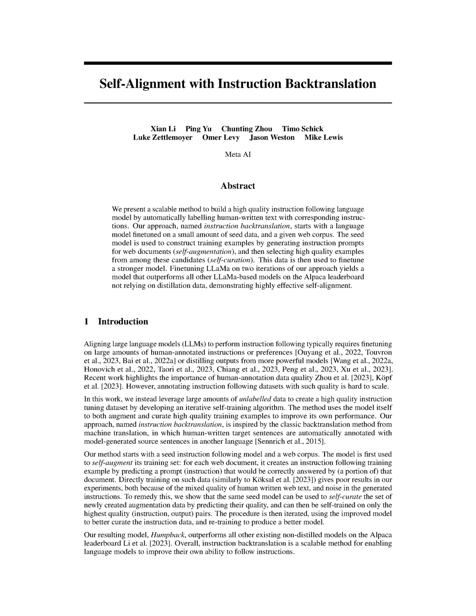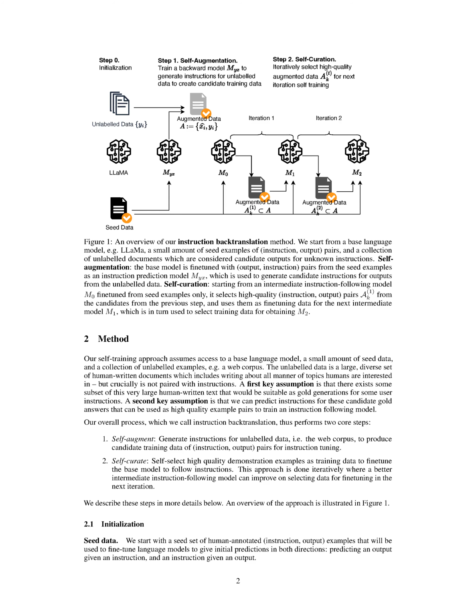Section 2 Method. In our method, we use a foundational language model, a small set of initial data, and a large collection of unlabeled examples, like a web corpus. This unlabeled data is a vast and varied collection of human-written documents covering a wide range of topics. However, it doesn't come with any instructions.